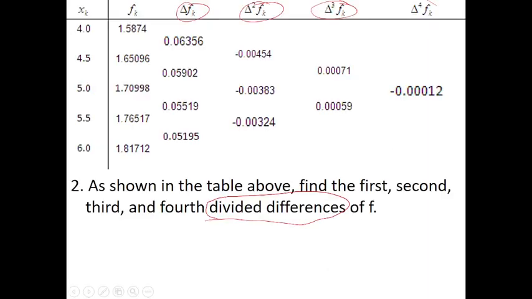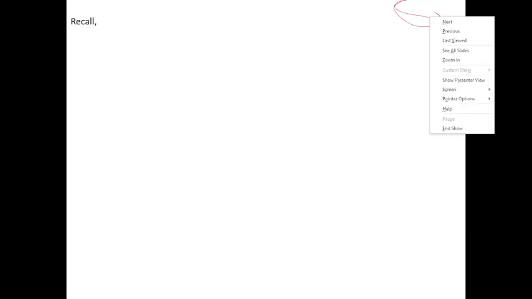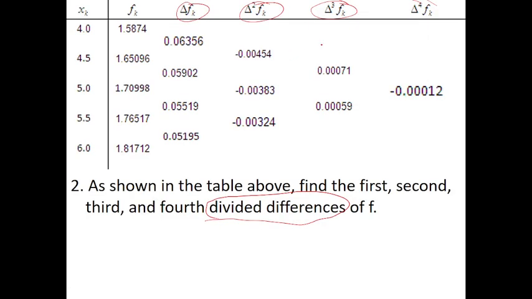Okay. And fourth differences. Ayan. Ito, fourth differences. Okay. So, kunin daw natin yung first, second, third, and fourth divided differences ng function. Okay?